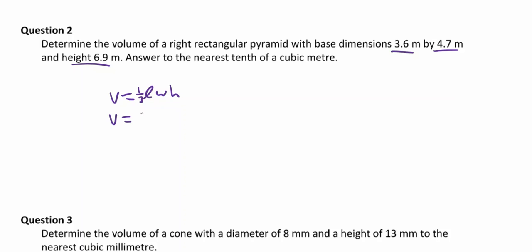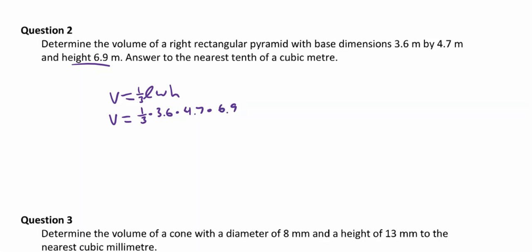So volume is equal to 1/3 times a length. And it doesn't really matter here whether I call this the length and this the width, or this the width and this the length. Either way, it's the area of the base times the height. So I'm just going to call the length 3.6 and my width 4.7 and then my height 6.9.